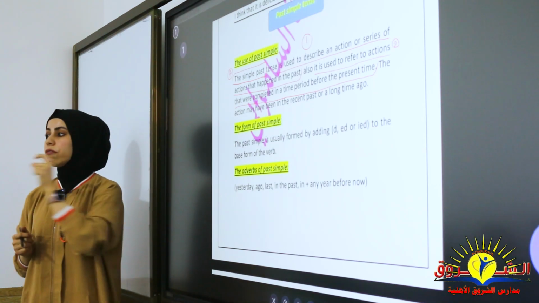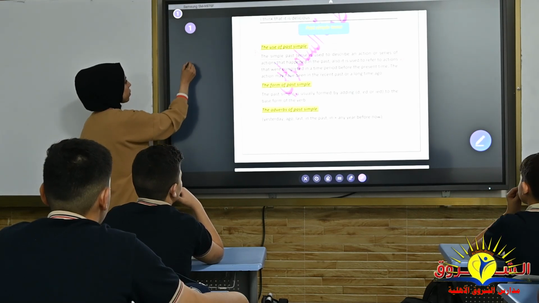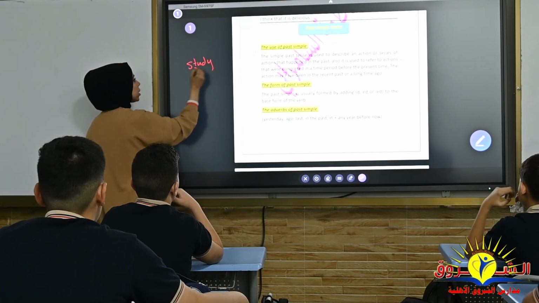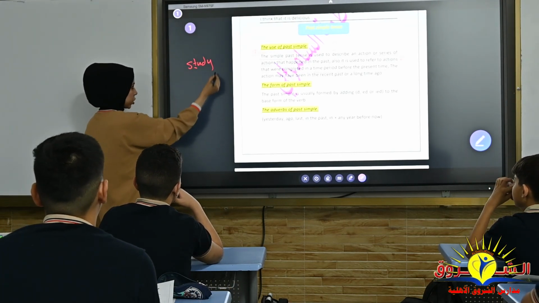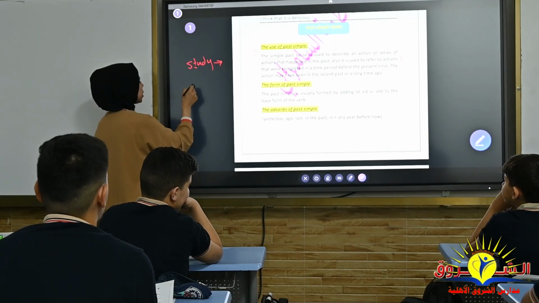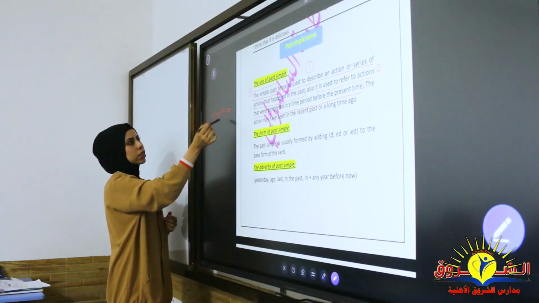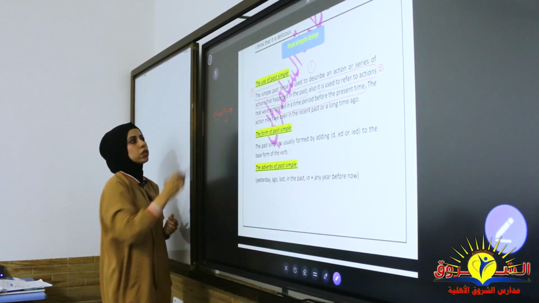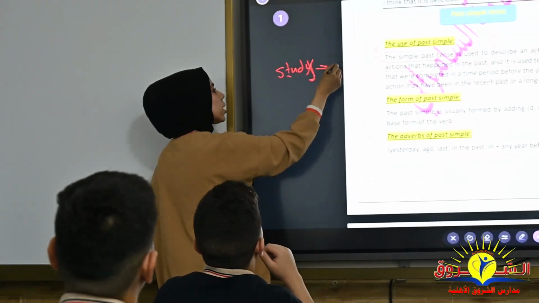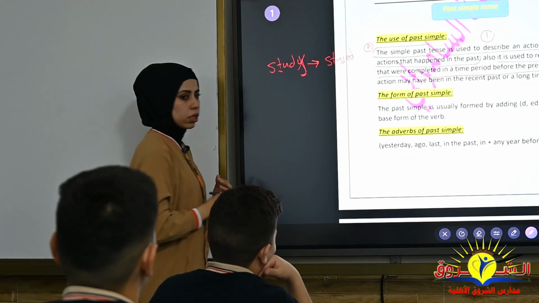Okay. The form of the past simple. Now we will talk about the form of the verb. As I told you, we have three types of the form of the verb. Some verbs end with y, like study. And also we have, for example, another verb, play, the same thing, ends with y. Let me talk about study. Study ends with y, okay? If I want to make it past simple, you have to change y to I and then add ed, okay?